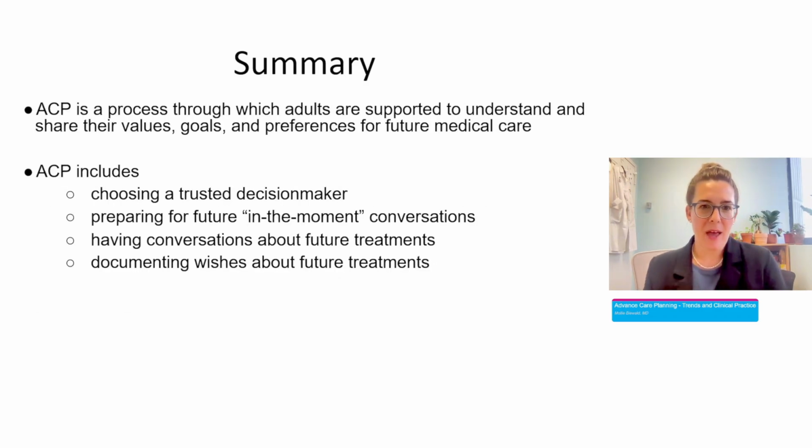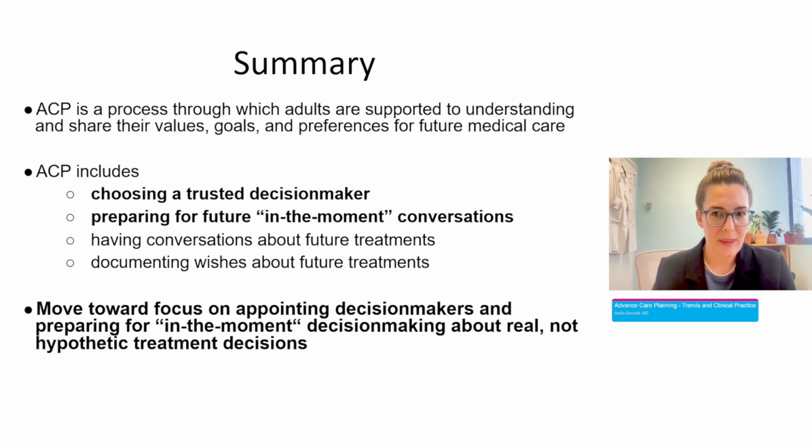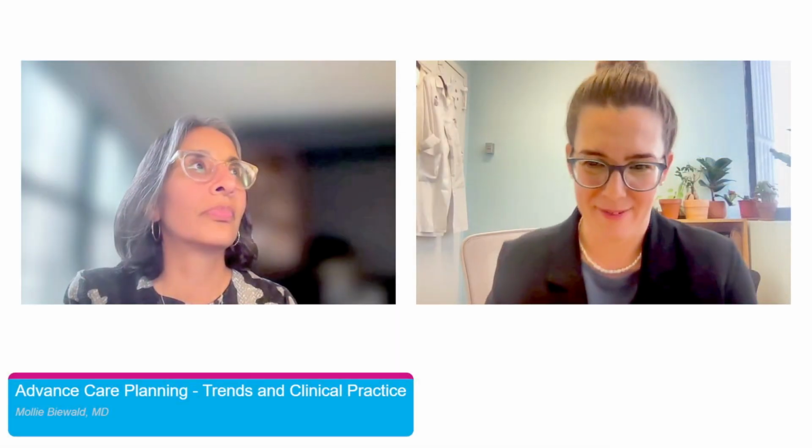So, in summary, advanced care planning is a process through which adults are supported to understand and share their values, goals, and preferences for future medical care. The pieces of advanced care planning include choosing a trusted decision maker, preparing for future in the moment conversations, having conversations about future treatments, and documenting those wishes about future treatments. And I would suggest that we really focus on the bold things here. So, helping people choose a trusted decision maker, a healthcare power of attorney, or healthcare proxy, and preparing people for future in the moment conversations. To move toward those focuses of the people in the moment conversations, not the hypothetical treatment decisions. And I will leave you there.